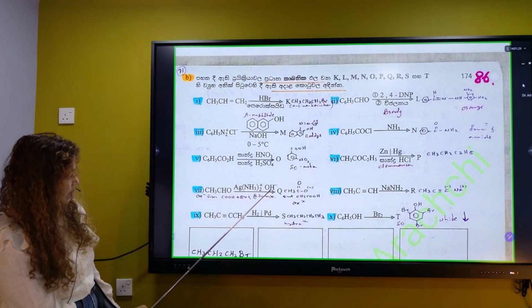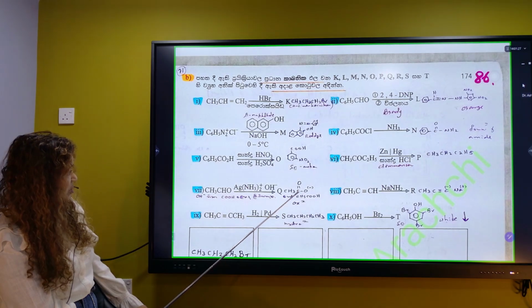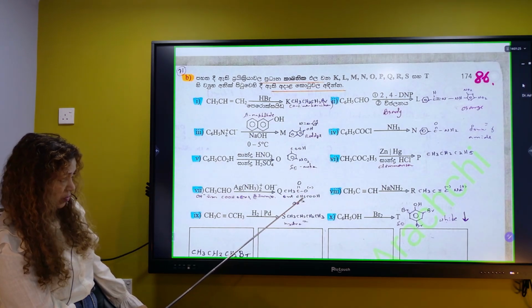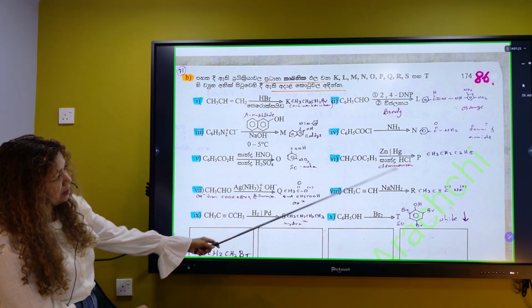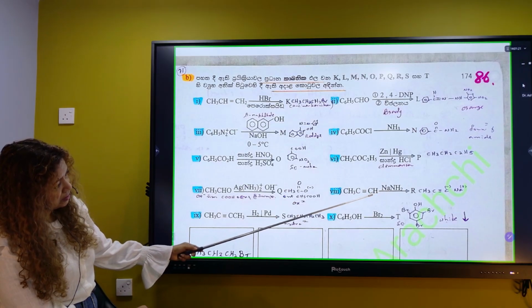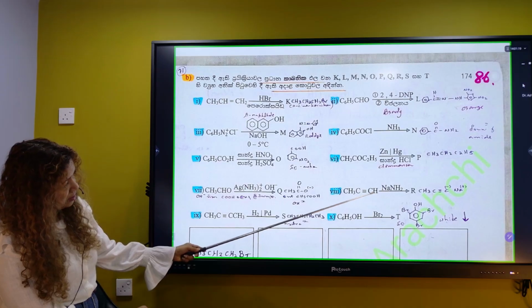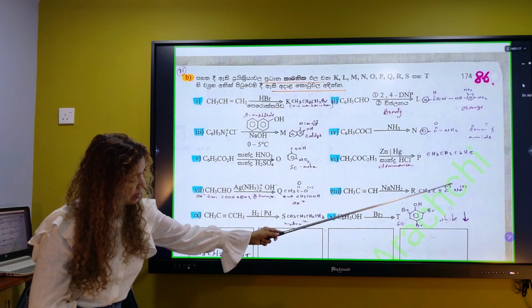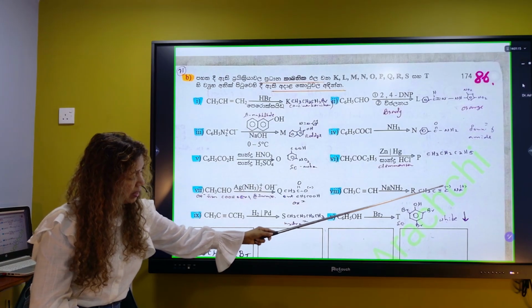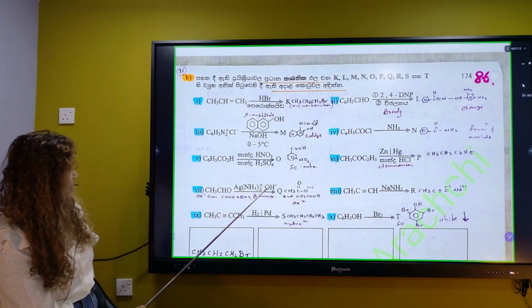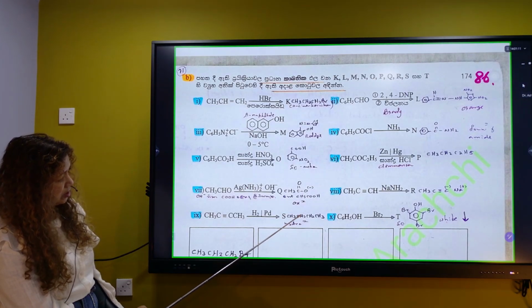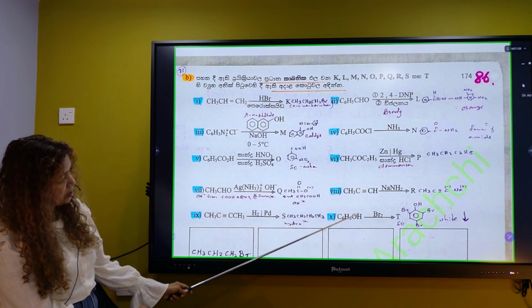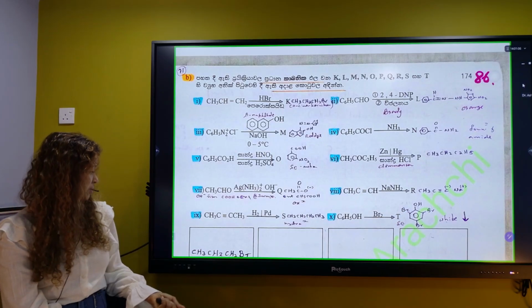So the medium is basic, OH minus. Either this one, COO minus or CH3COOH, both are accepting. So sodium reaction, hydrogen replaces with sodium here. Minus plus is a must. Minus plus is a must. Hydrogen palladium, just a hydrogenation. Adding bromine to this one, tribromo, white precipitate.